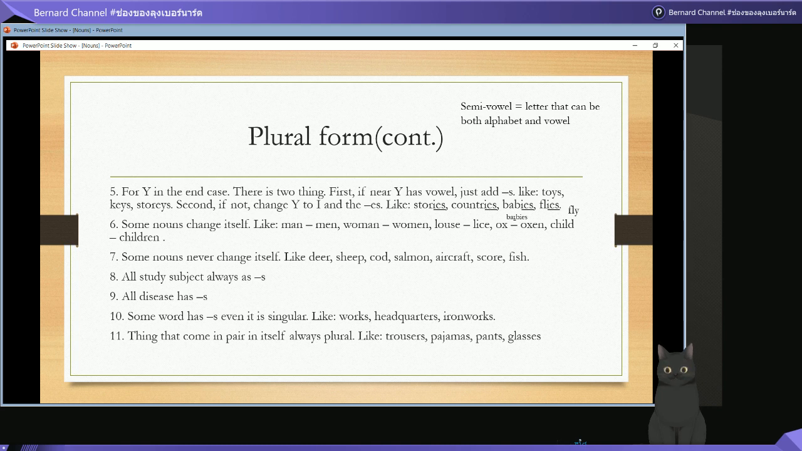Okay, let's get to number 6. There are some nouns that change themselves completely. Let's see a simple word that you might already have noticed, but might not have noticed. Man and men. Yep, this is the singular form and plural form. M-A-N, man, is the singular form, and M-E-N, men, is the plural form.